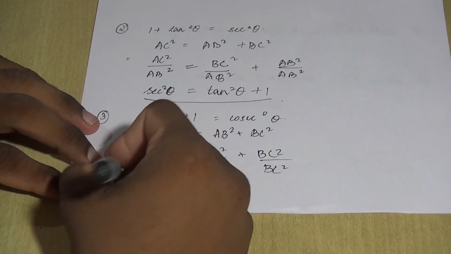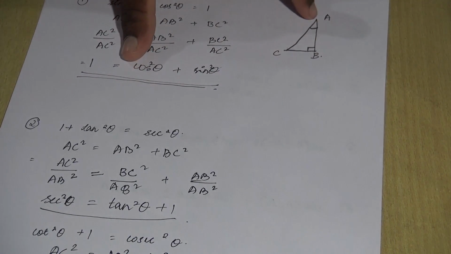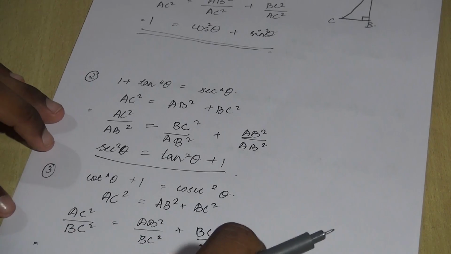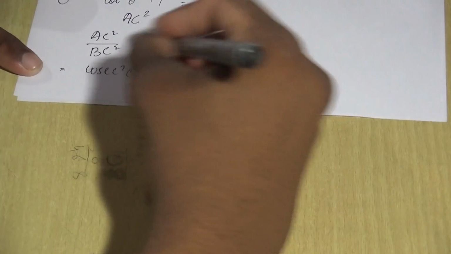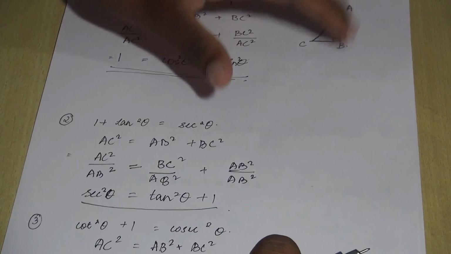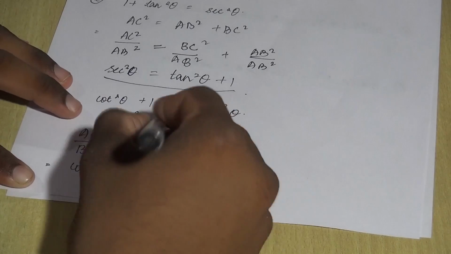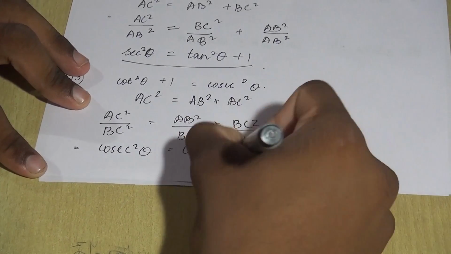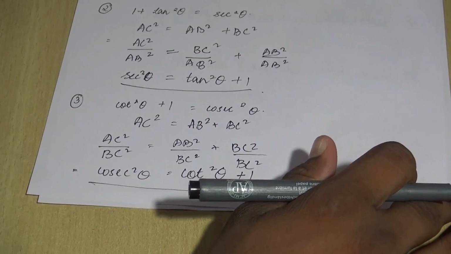Now AC squared by BC squared is hypotenuse by opposite, which is cosecant square theta, and AB squared by BC squared is adjacent by opposite, which is cot theta. Since it's squared here, it becomes cot square theta, and BC squared by BC squared is equal to 1. So plus 1. That we have derived all the three identities.